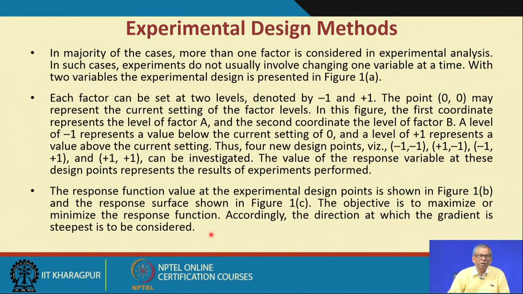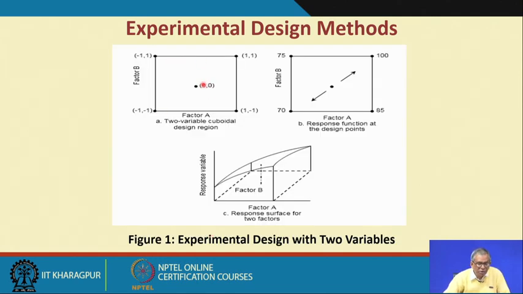That is most important. That means, how do you measure, say, the performance of the product? Obviously, it is represented by the response function. So, you must be able to create this response function. Accordingly, the direction at which the gradient is steepest is to be considered. Okay. So, this is one case. That means, this is the present level. So, these are the two factors you have considered, factor A and factor B. So, these are the 4 combinations you have, and against each combination what is the response value? Is it okay? Like 70, 75, say 100, 85.